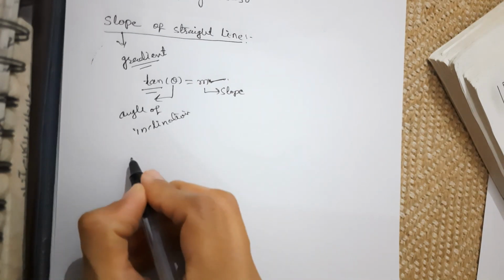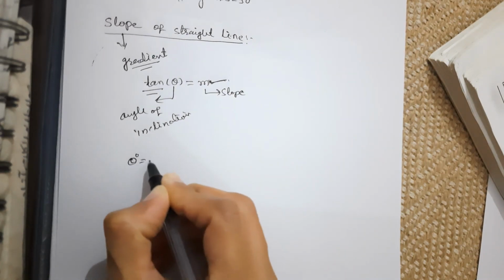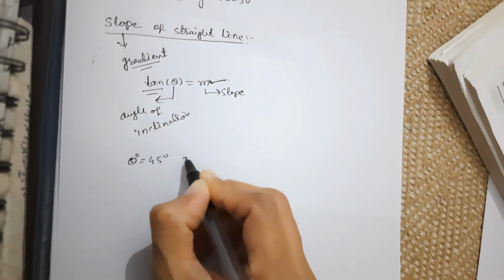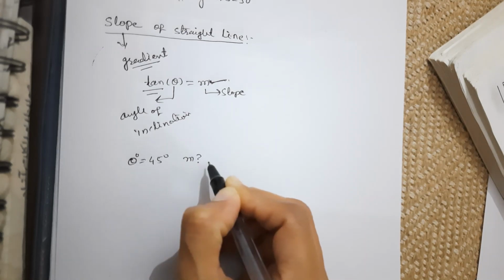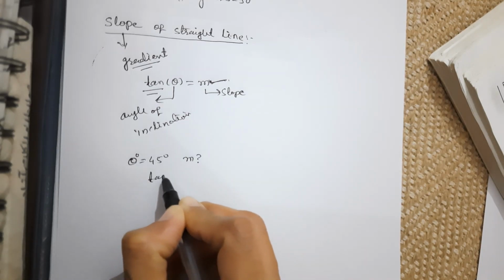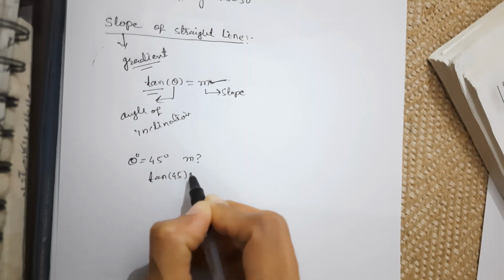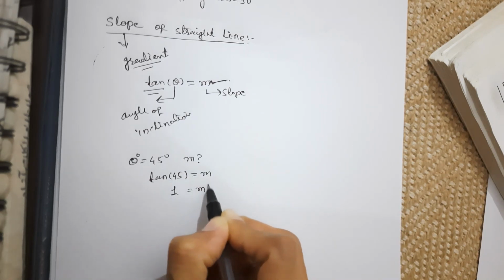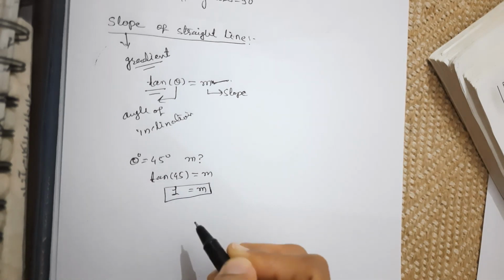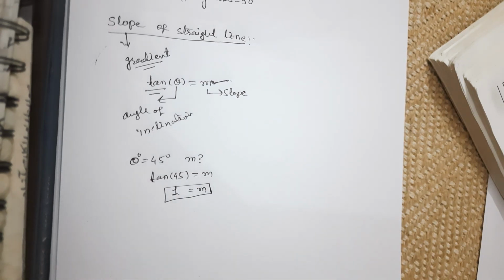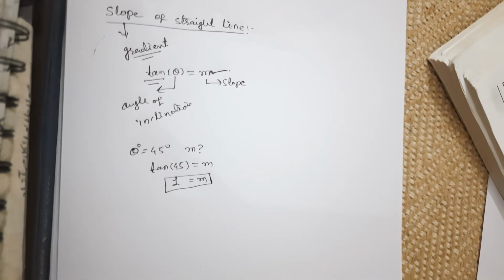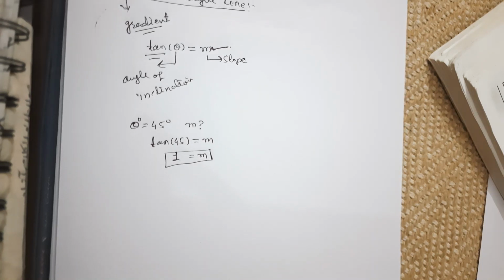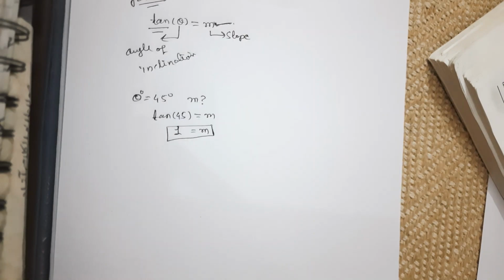For example, suppose I have angle of inclination theta as 45 degrees. What will be the slope of that straight line? The slope will be tan 45. What is the value of tan 45? It is 1. So my slope of that straight line will be 1. Okay, let's move to the next topic.